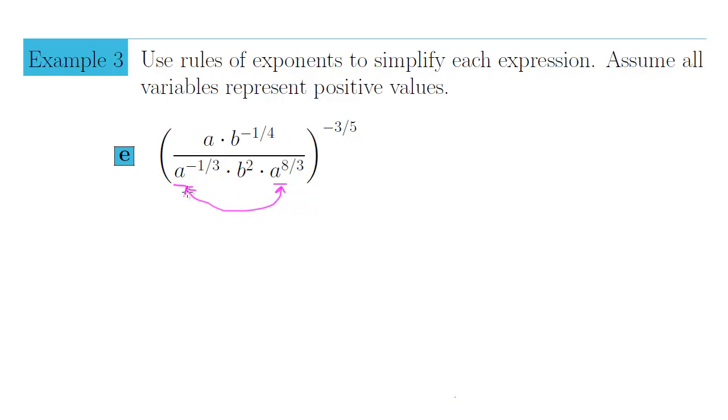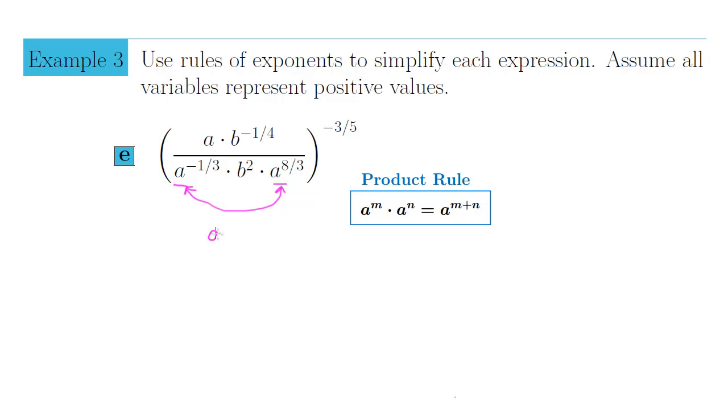To do that, I want to use the rule that tells us what to do when we have two bases being multiplied together. That rule is the product rule, and it tells us that when we have two bases being multiplied together, we can combine into a single base by adding the exponents. So I'm going to add the exponents together to get a single base of a.